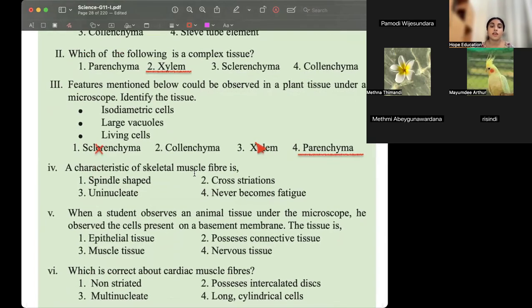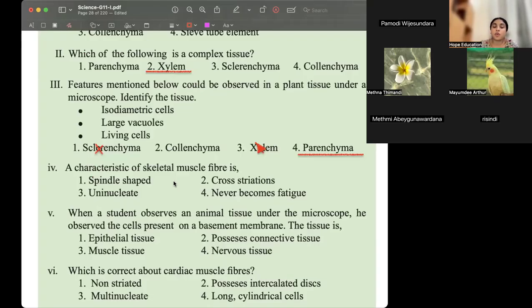A characteristic of a skeletal muscle fiber is: spindle-shaped, cross striations, uninucleate, never become fatigued. Okay, I have some answers in the chat box.